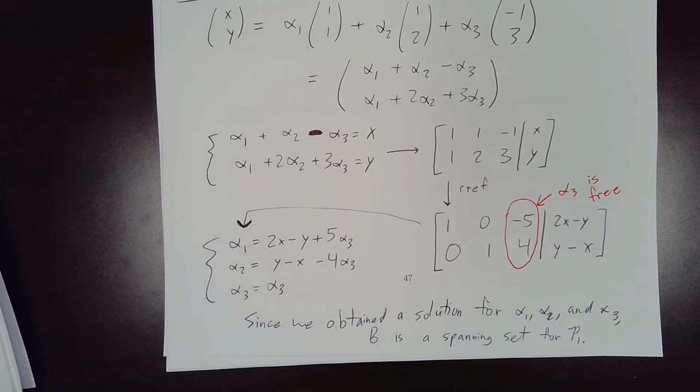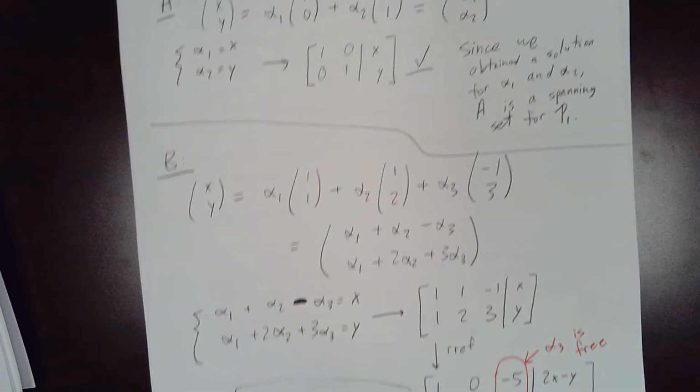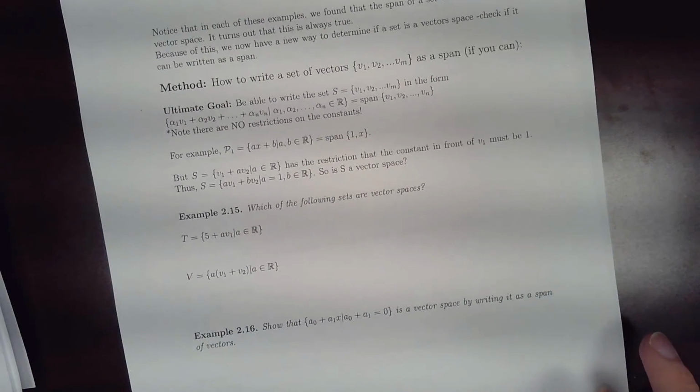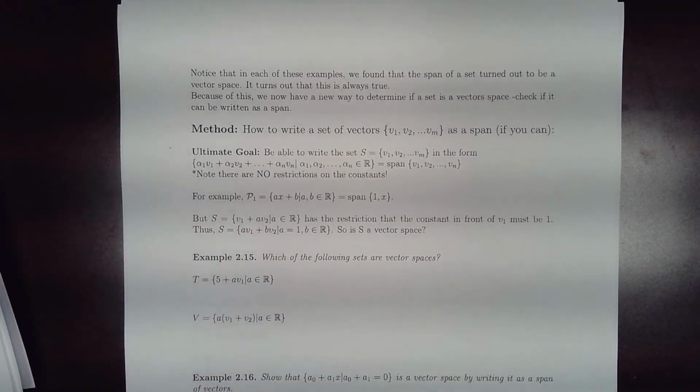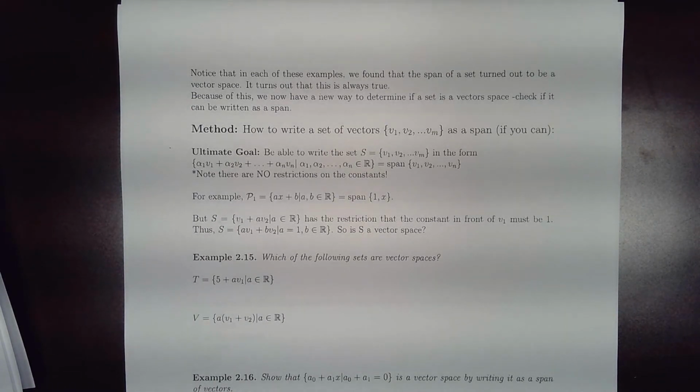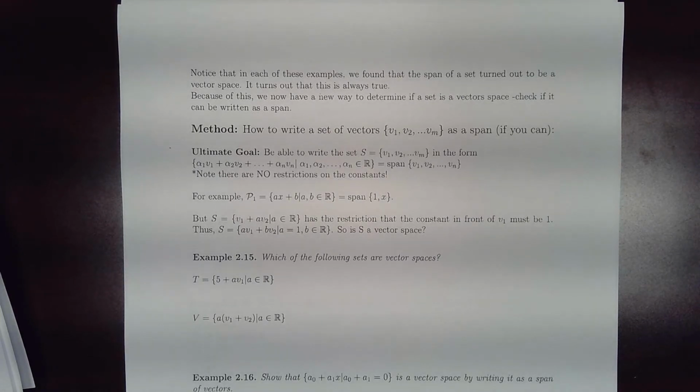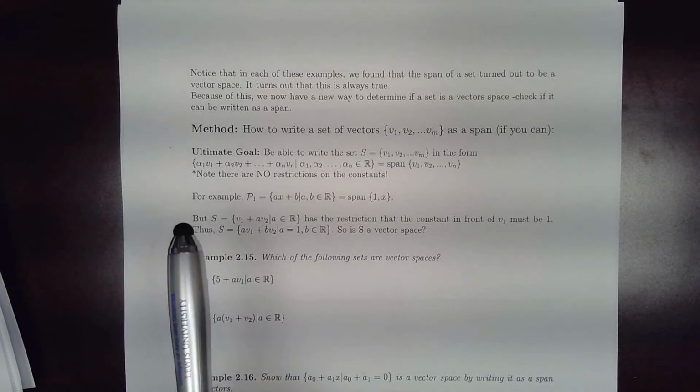Okay. So we got a little bit more practice in there with spanning sets. Note that in each of those examples, what we found is that the span of a set turned out to be a vector space. Well, it turns out this is always the case. And because it's always the case, we have a new way of determining if a set is a vector space, and that's just to check if it can be written as the span of some vectors.